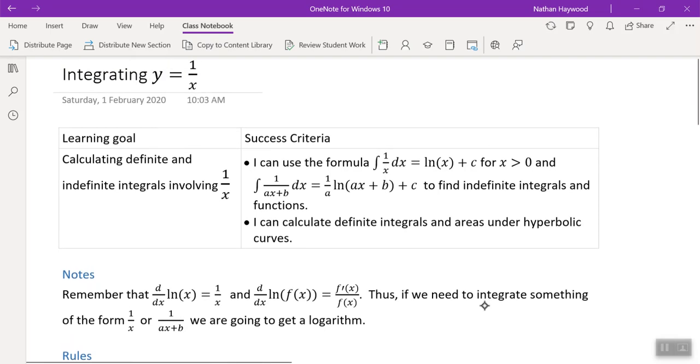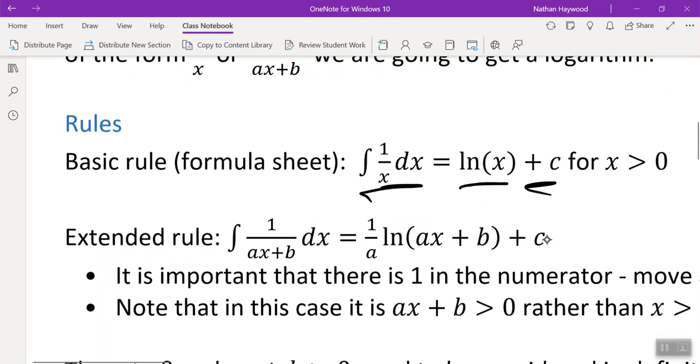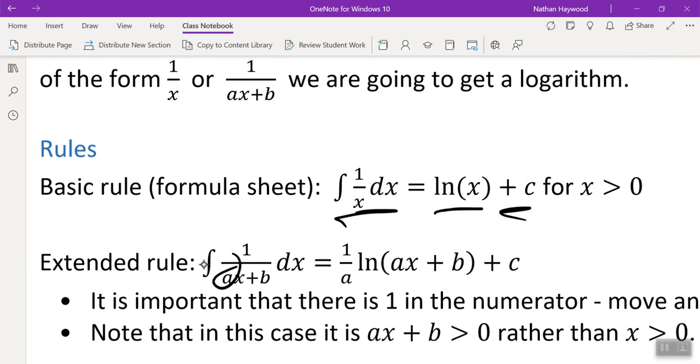So it's not very complicated. It only becomes complicated when there's extra numbers involved. So like a coefficient, integral of that is natural log or ln, and don't forget the plus c. And this is for x greater than 0. So the extended rule, if you have a number in front of the x, it stays there, but it also is 1 over that number out the front. If there's a constant, so a b, it just stays in the middle of the natural log.